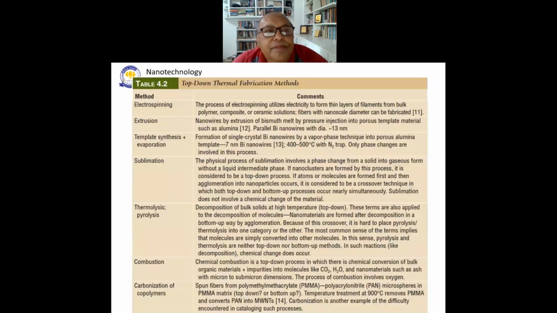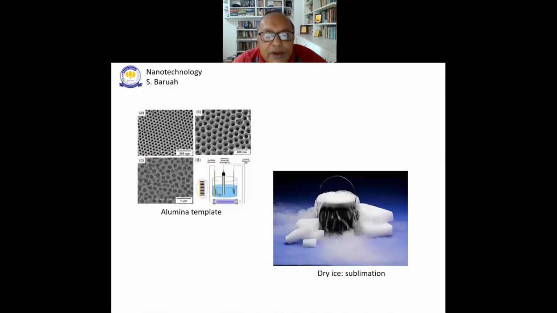All right, let's go to the next slide. So these are continuations of the different thermal fabrication processes based on heat. I'll talk about electrospinning and extrusion already. I won't spend details on this because this might be too difficult for you to understand. But at least you should know some of the processes. As far as exams are concerned, I might ask you to name a few top-down processes. So you should be able to answer that.